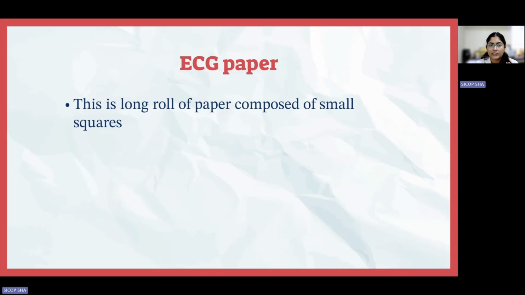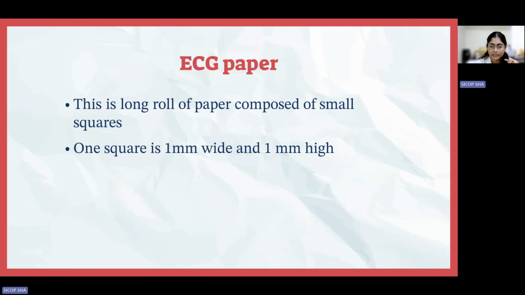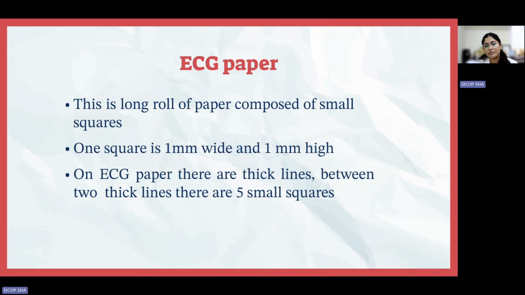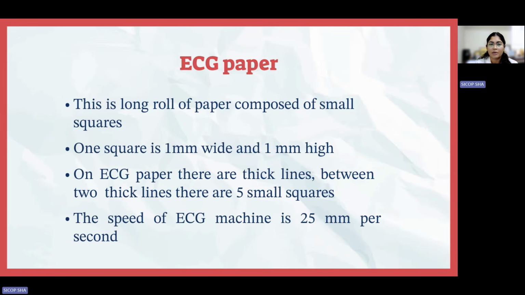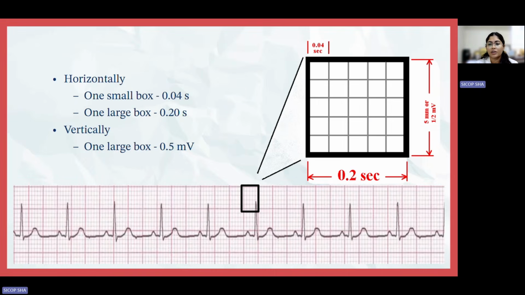When we look at an ECG paper, basically it's a long roll of paper having small squares. One square is 1 millimeter wide and 1 millimeter high. On an ECG paper, there are thick lines. Between two thick lines, there are 5 small squares. The speed is about 25 mm per second. Looking at your ECG box, this is the thick line, and in between there are 5 small squares. The time for one big box is 0.2 seconds. So for each small box, it is about 0.04 seconds. The height is about 0.5 millivolts and it represents the electrical activity.